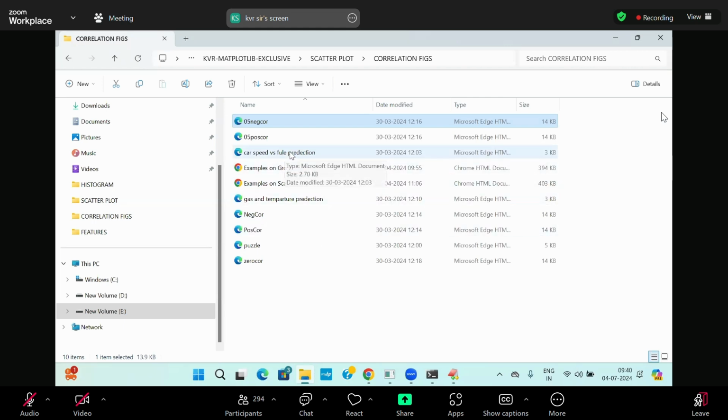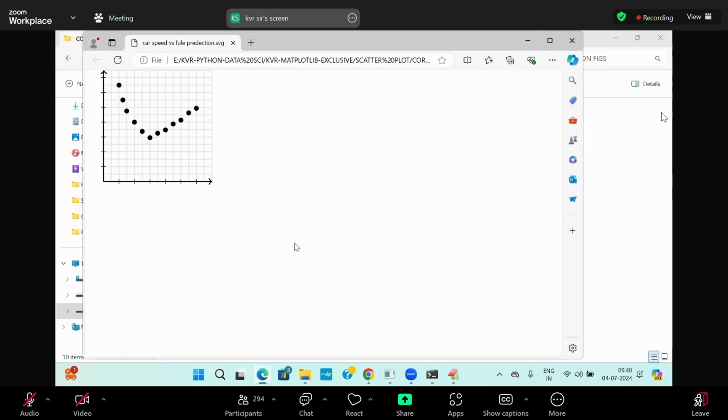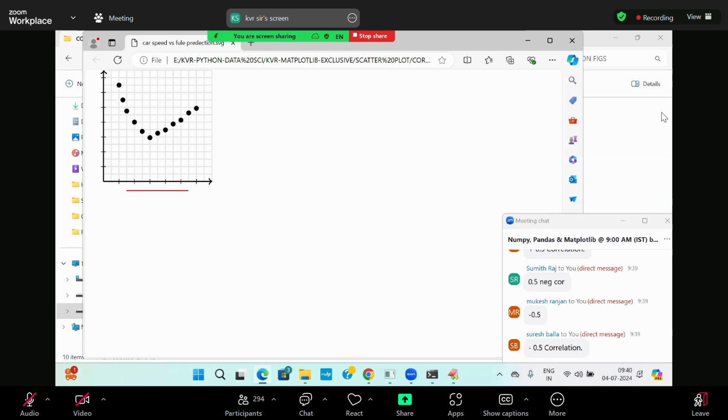Now I'm going to take up some small discussion here: car speed versus fuel prediction. This is car speed, and this is fuel prediction. The more speed you are going, what will happen? Come on, it is going to come down. After this, it is still coming to a standard point. You are maintaining, not going to that much speed as before. It is normally going.